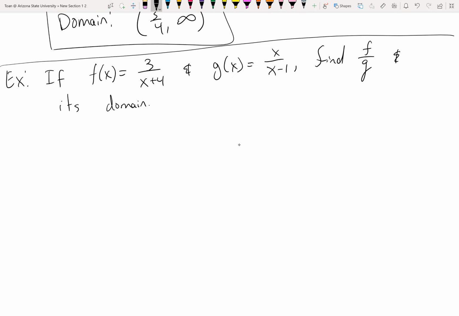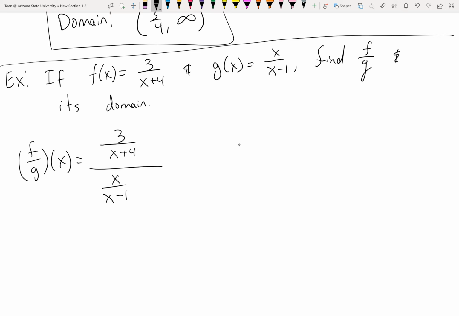So let's do the easy part first. F over g is literally just taking the f function, 3 over x plus 4, and dividing it by the g function, x over x minus 1. Right? The only thing that's different is I do not want you to leave it like this. We have to simplify this.